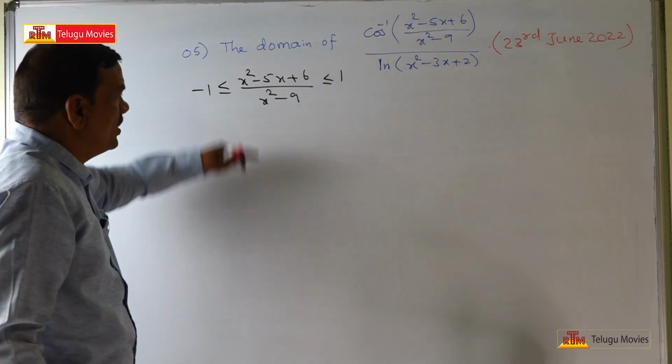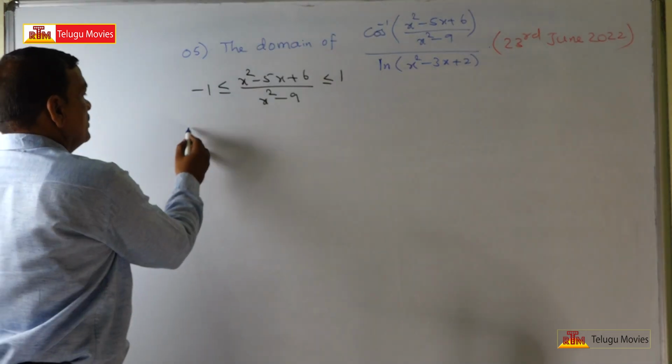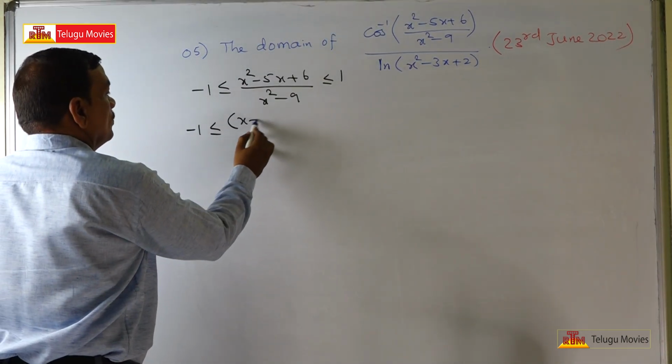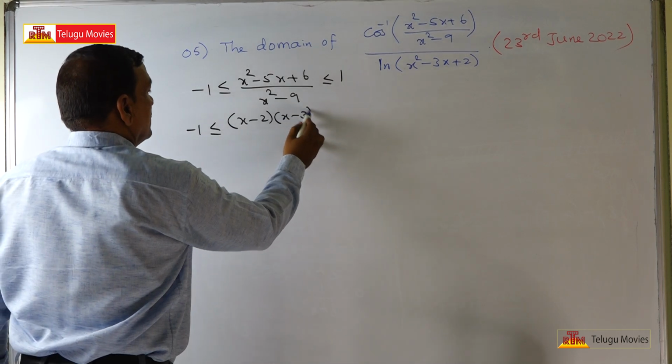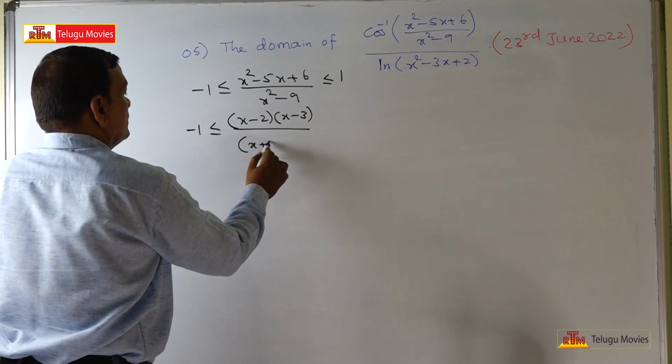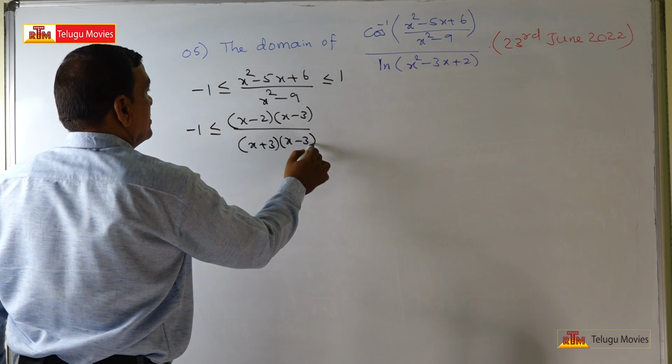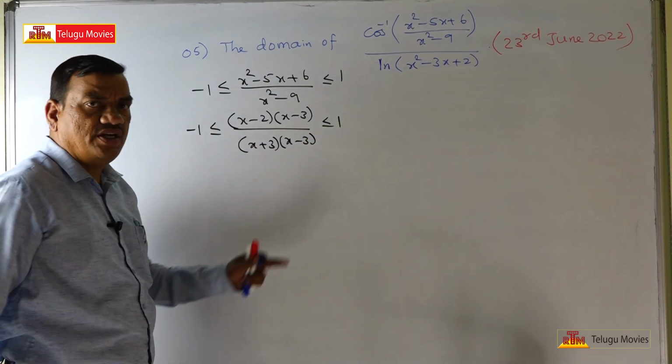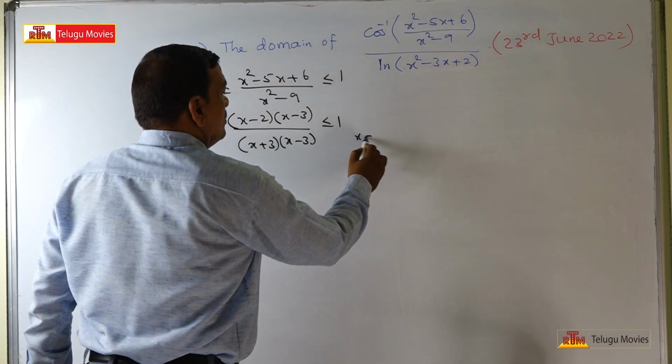Okay, now let us solve this inequality. So this is -1 less than or equal to (x minus 2)(x minus 3) by (x plus 3)(x minus 3) less than or equal to 1. So here x cannot be equal to 3. Why?